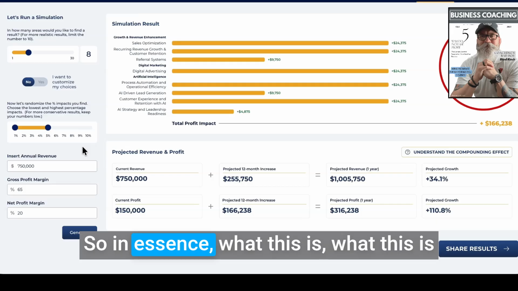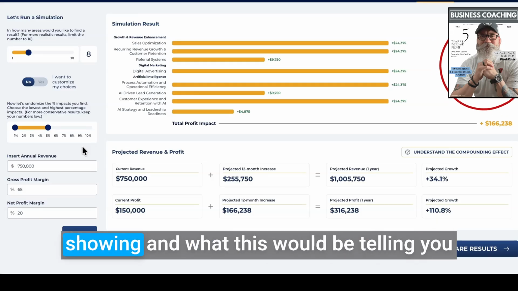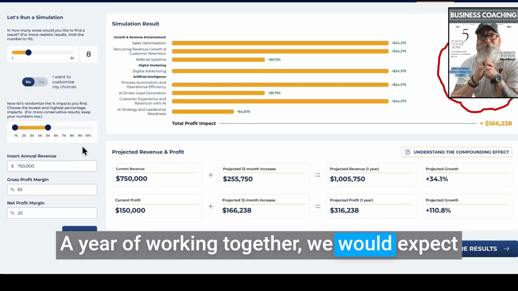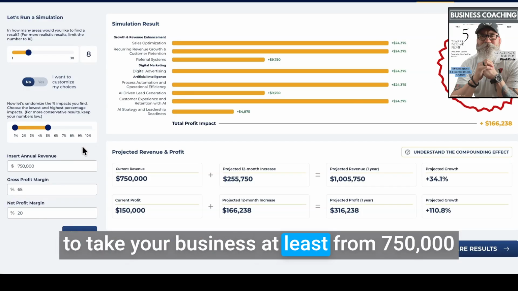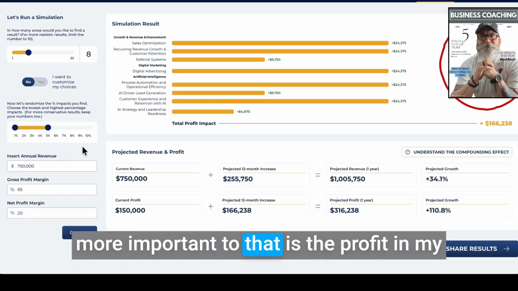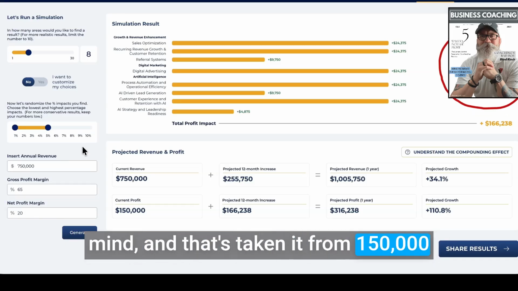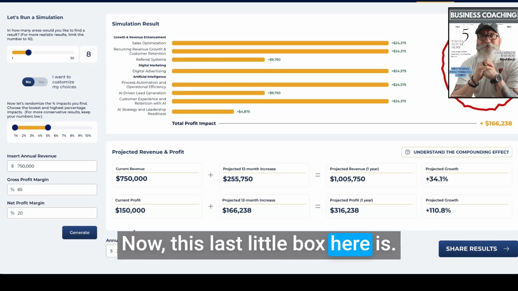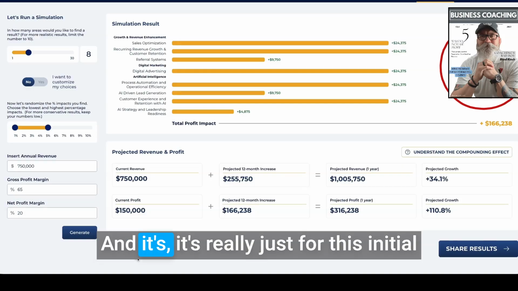So in essence, what this is showing, and what this would be telling you and I if we were sitting together, is after a year of working together, we would expect to take your business at least from $750,000 to $1 million in revenue, at least. More important to that is the profit in my mind, and that's taking it from $150,000 to $316,000, doubling the profit in essence.